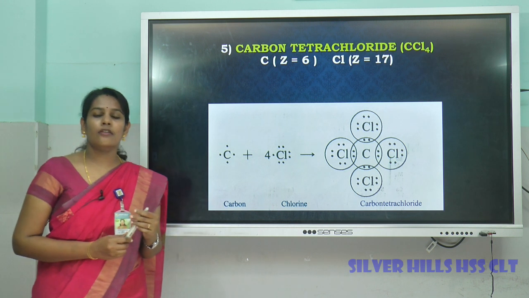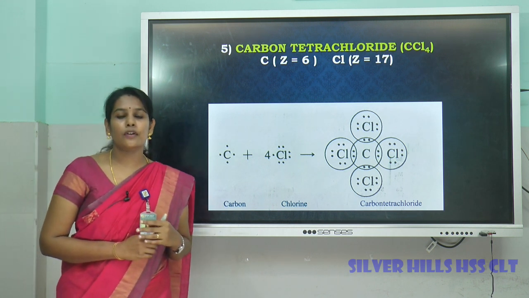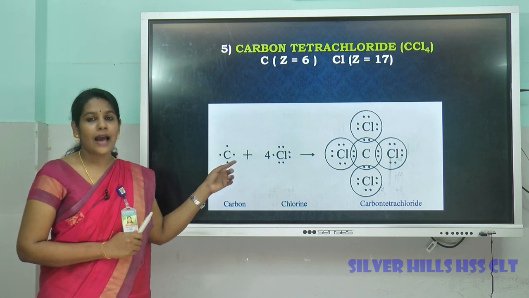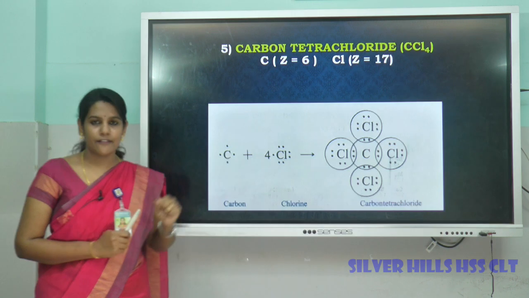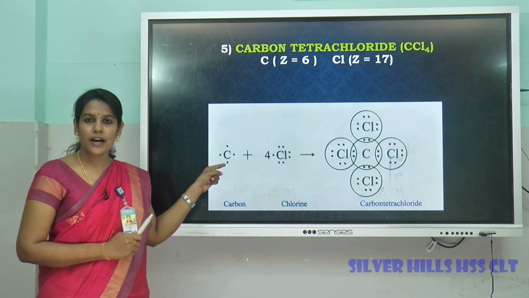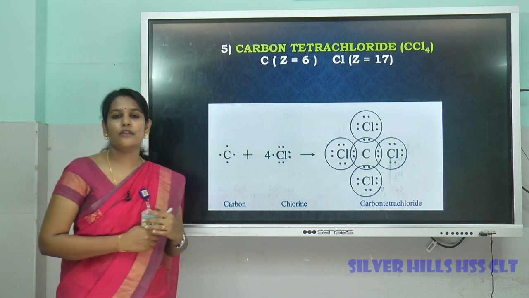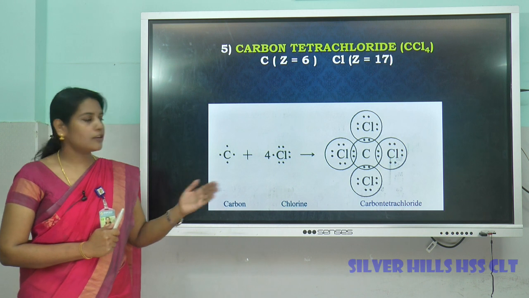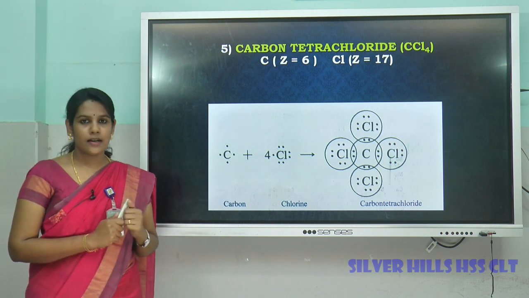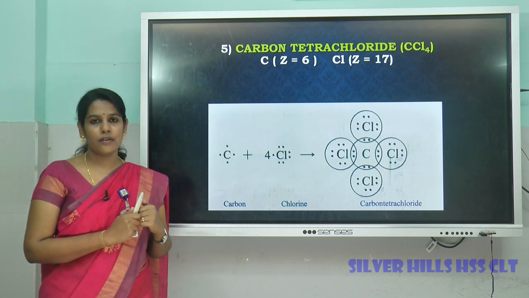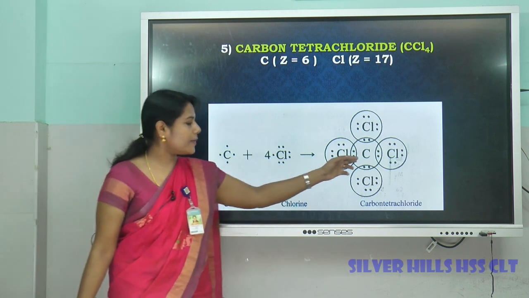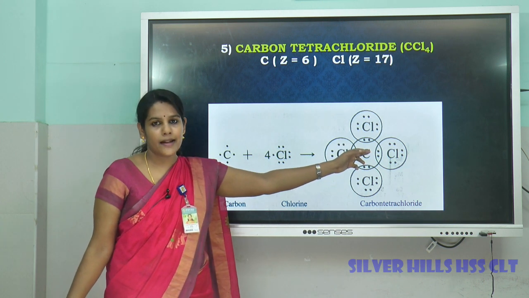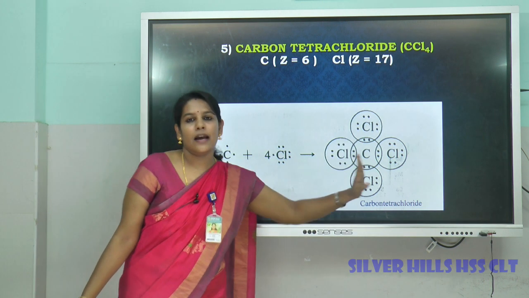In carbon tetrachloride, we have 1 carbon atom and 4 chlorine atoms. The electronic configuration for carbon is 2, 4, and for chlorine it is 2, 8, 7. So there are 4 electrons in the outermost shell of carbon and 7 electrons in the outermost shell of chlorine. In order to attain stability, carbon should get 4 more electrons and chlorine needs only 1 electron. So here carbon forms a single covalent bond with each chlorine atom. You can see that carbon shares a pair of electrons with each chlorine atom and forms a single covalent bond. So this is how a covalent bond is formed.